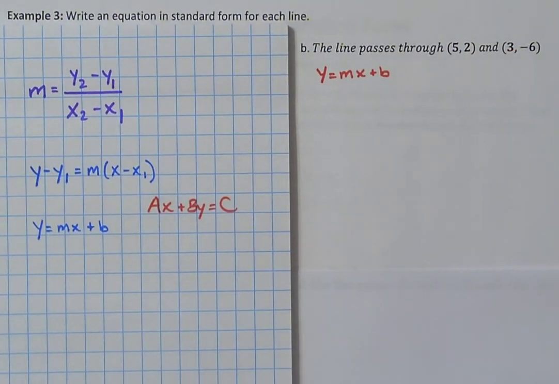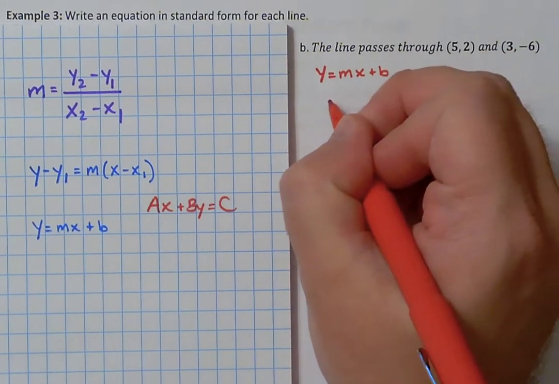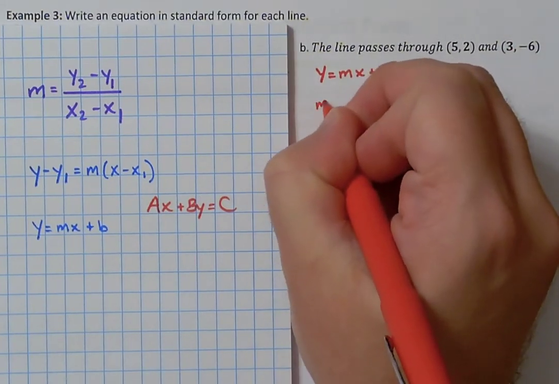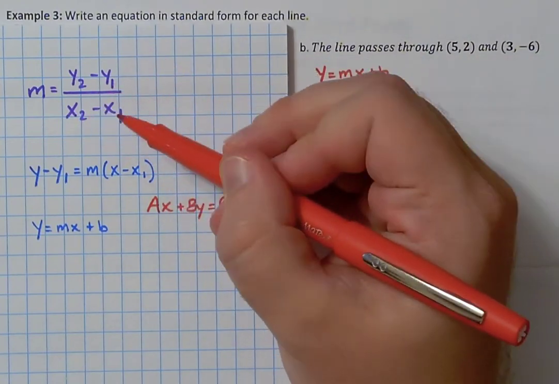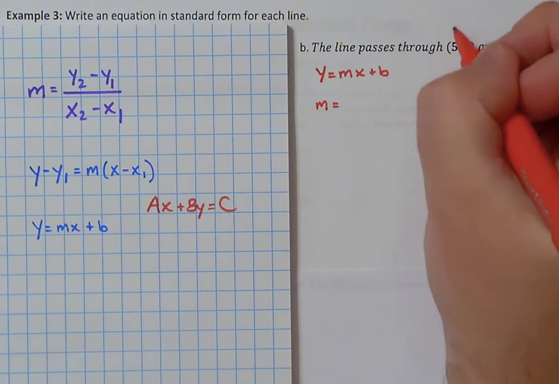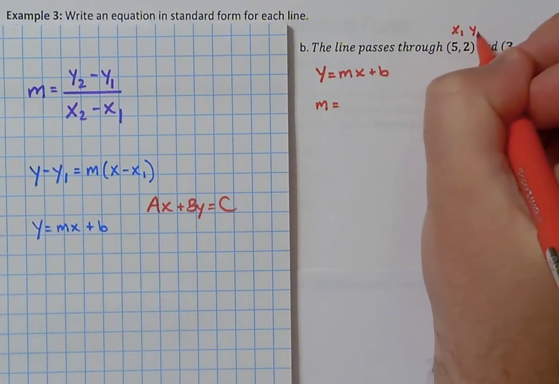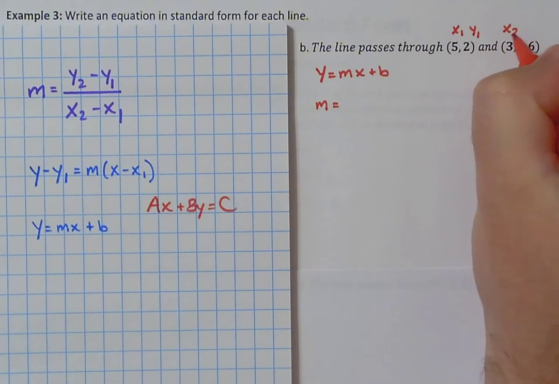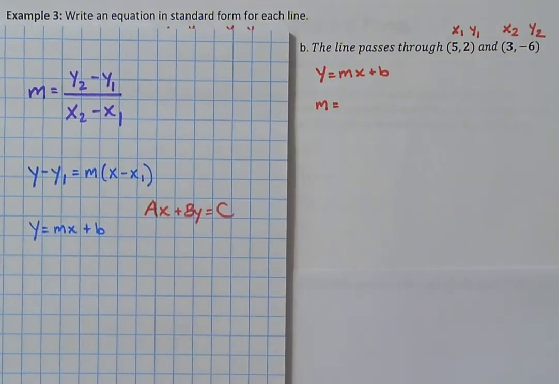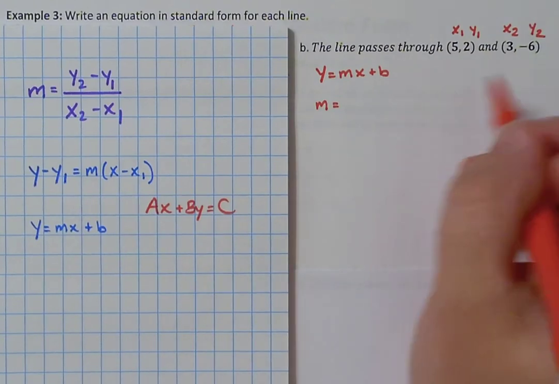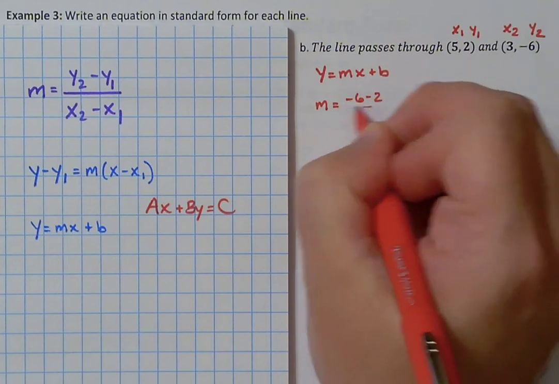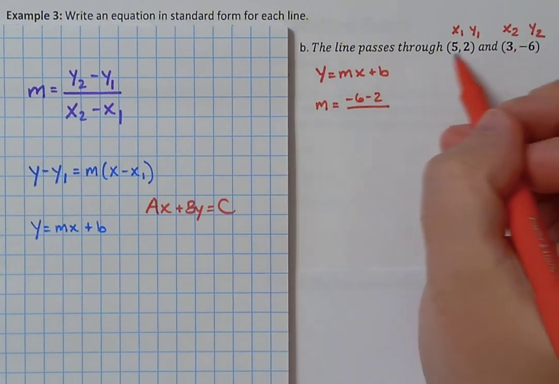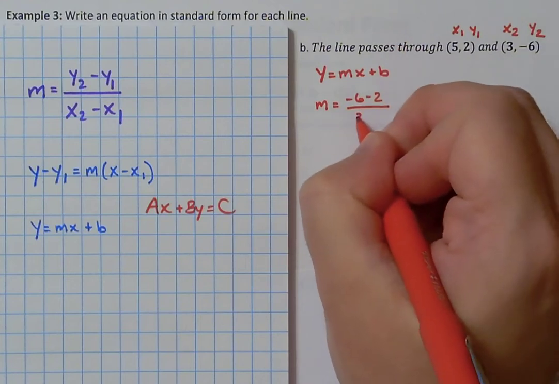So to figure out our slope, we're going to do m equals, again, y2 minus y1 over x2 minus x1. So if 5 comma 2 is my x1, y1, and my x2, y2 is 3 comma negative 6, it's y2 minus y1, so negative 6 minus 2 over x2 minus x1, so 3 minus 5.